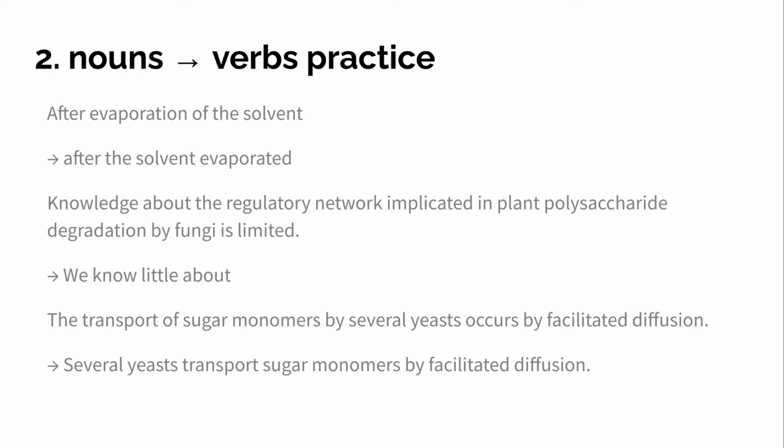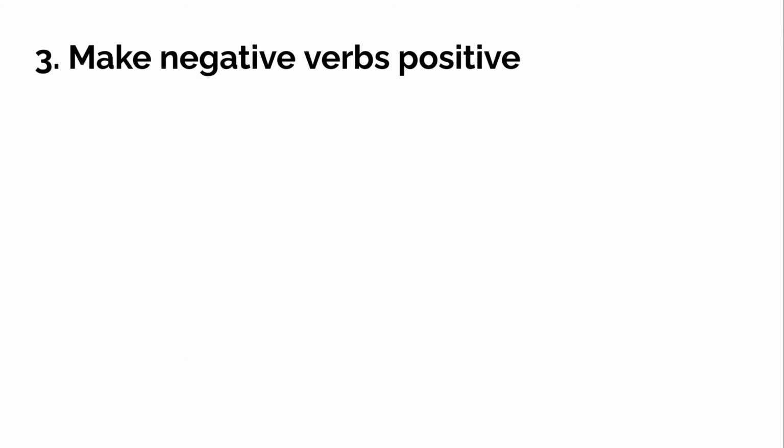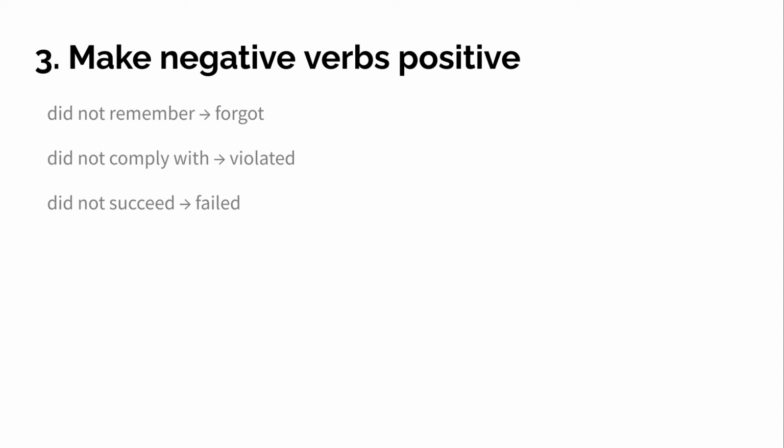Now that you've had some practice changing zombie nouns back into verbs, let's talk about keeping verbs in their positive form. Now, this doesn't mean that the meaning of the verb should be positive. It means that we should avoid using "not" and instead choose a more specific word. So, "did not remember" becomes "forgot." "Did not comply with" becomes "violated." "Did not succeed" becomes "failed." "Not important" becomes "unimportant." "Does not have" becomes "lacks."